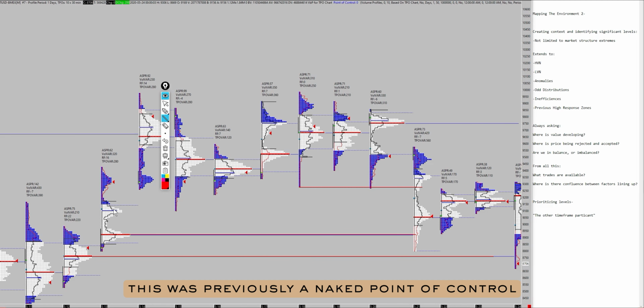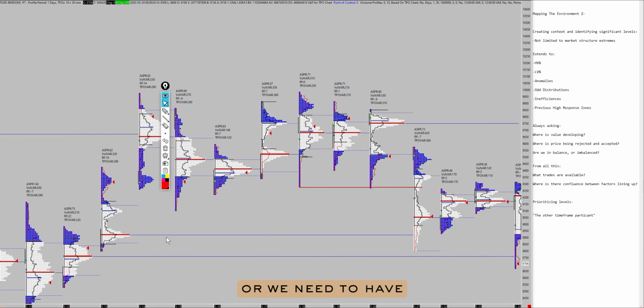You can see that this was previously a naked point of control within this trending day that was tested on the way up. But we need to have an understanding always of where our significant levels are with respect to where we currently sit. So we know that this was the last 4 days that we were very balanced. We see that on the final day, after closing at the high previously, we auctioned down to the low, closed below the previous day's value area.